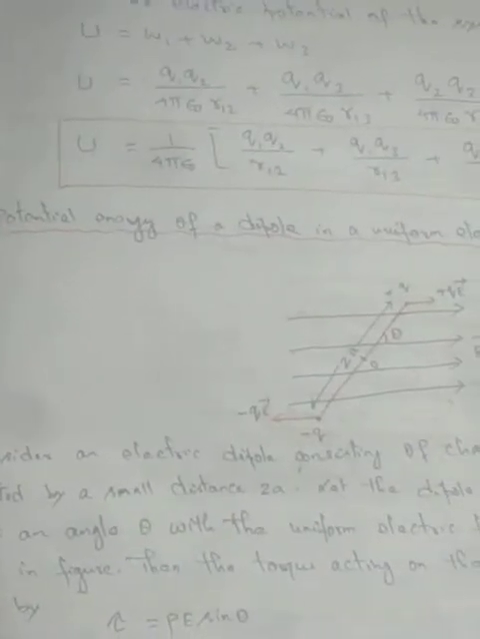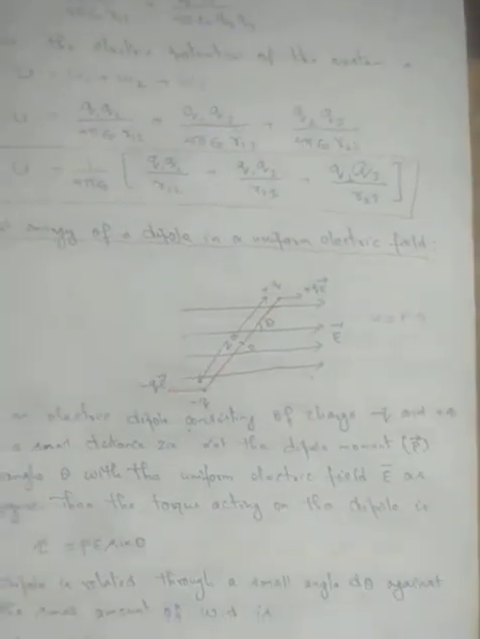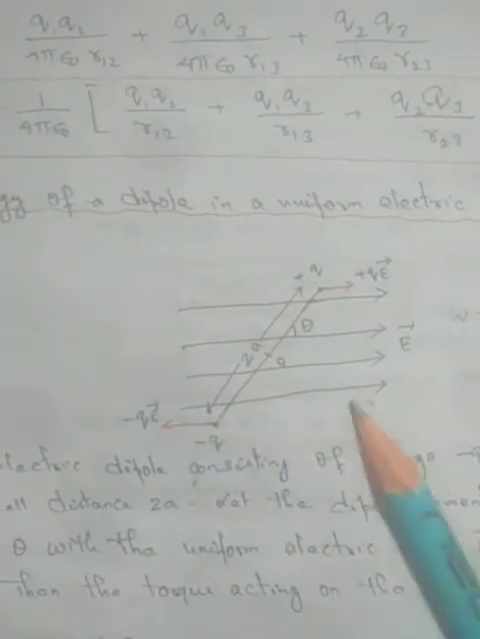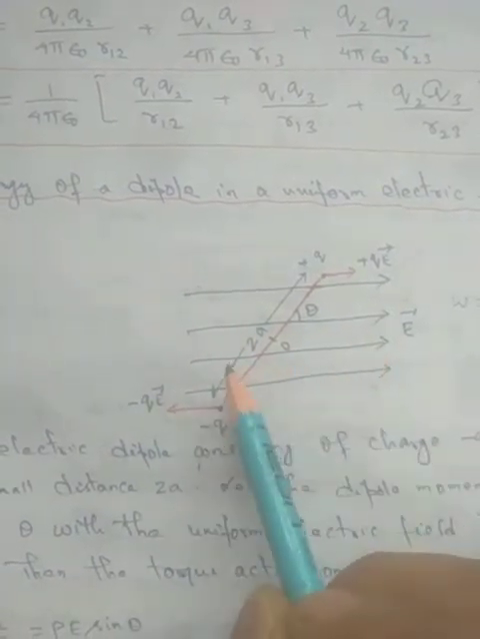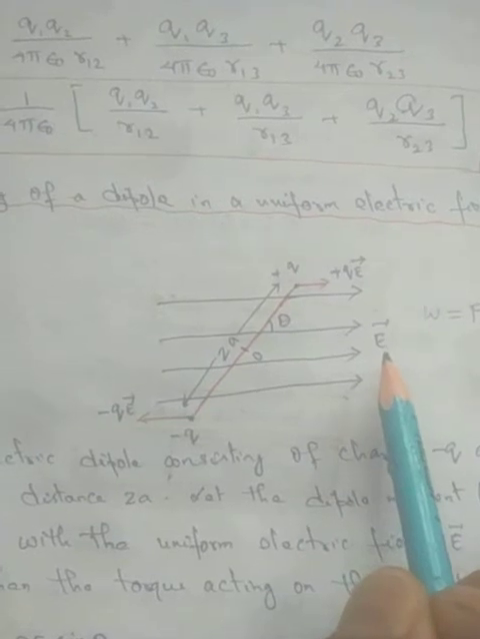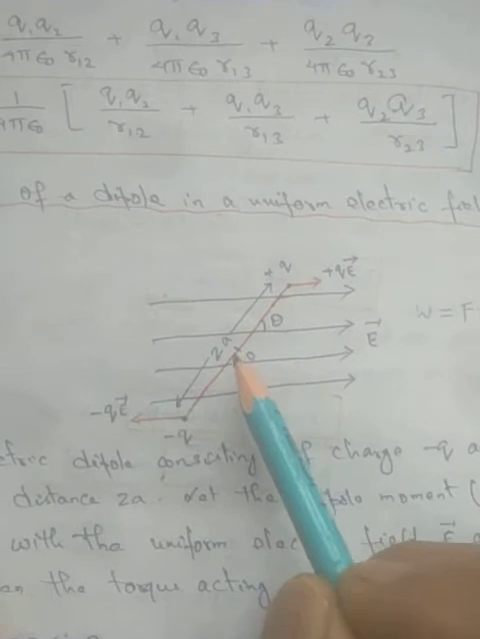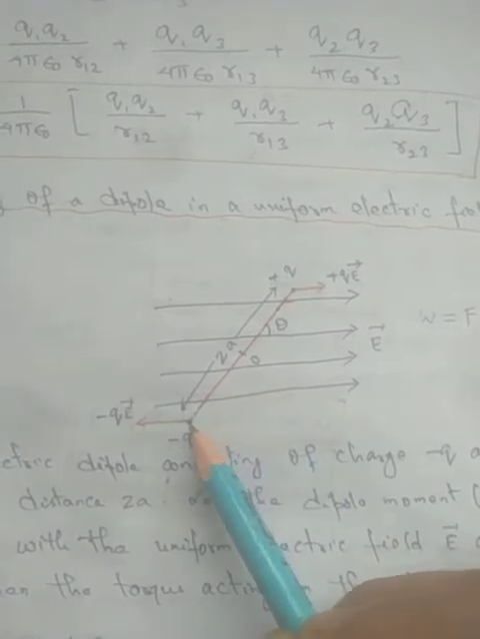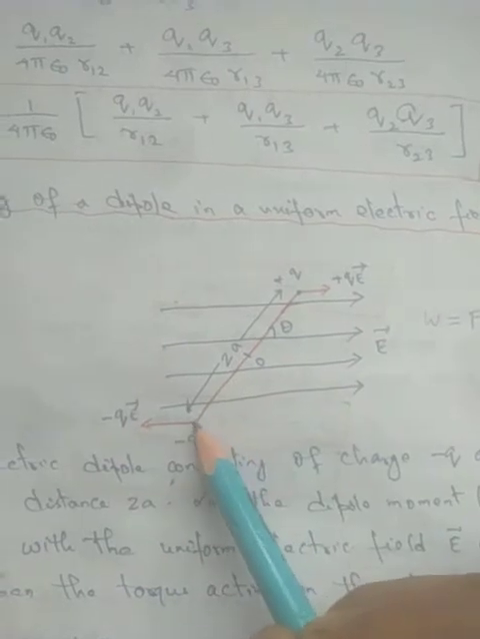Potential energy of an electric dipole in a uniform electric field. In this figure, the parallel lines represent the uniform electric field, and we have an electric dipole which consists of a charge minus q and plus q separated by a distance 2a.